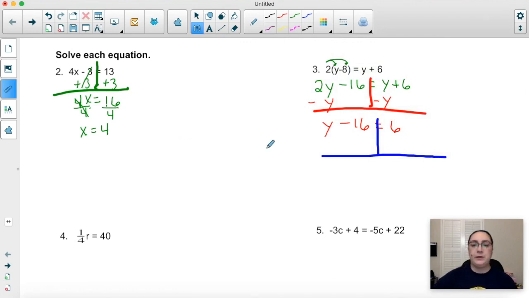Okay, so we're going to move 16. So because it says minus 16, we're going to add 16. Add 16. So these cancel each other out, and you end up with y by itself equals 6 plus 16 is 22. And that's our final answer.